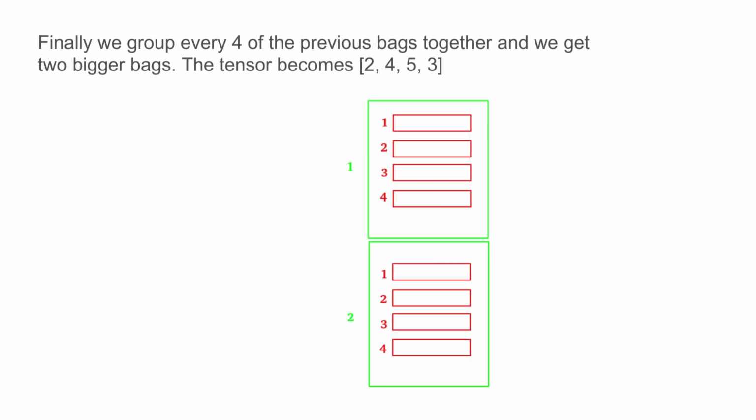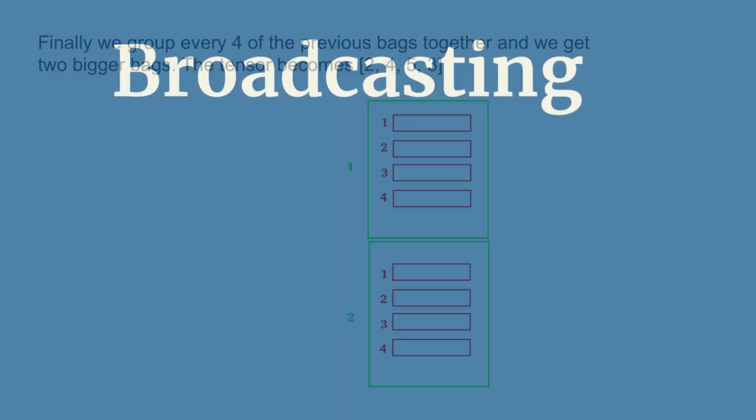Final step: grouping into bigger bags. Let's take our series of bags and group every 4 of them together. This gives us 2 bigger bags, resulting in a new tensor shape, 2 by 4 by 5 by 3. Even though we've restructured the data, the total number of elements remains the same, we're just organizing it differently. This step is essential in deep learning when working with higher dimensional tensors and batch processing.